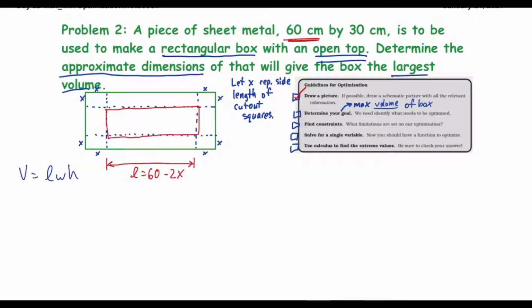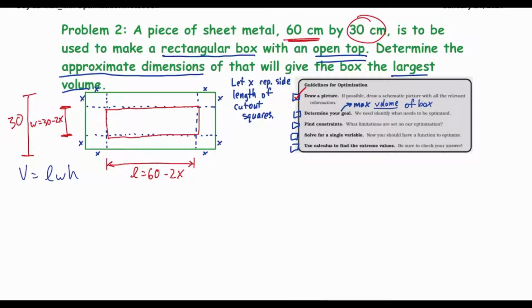Similarly with my width, my original width was, given in the question, 30 centimeters, but we're subtracting 2 of our cutouts, so the width of our completed box is going to be 30 minus 2x.